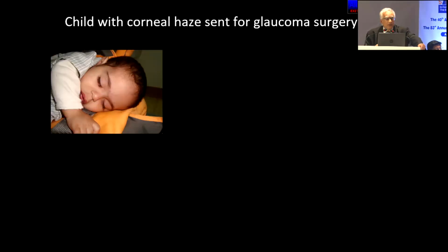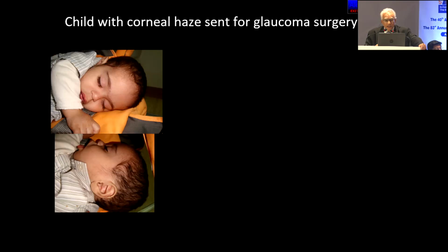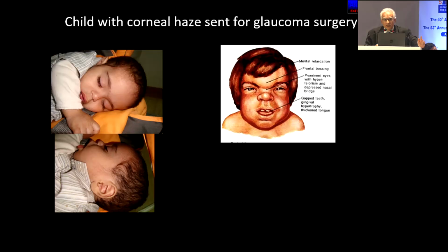The next scenario is exemplified by this child with corneal haze, who was sent to me for glaucoma surgery. Now, I don't have pictures of the corneas to show you, but I have pictures of the face. And because time is limited, I'm just going to tell you, these facial features are very coarse. And this patient has an undiagnosed mucopolysaccharidosis. Patients with some forms of mucopolysaccharidosis come in with corneal haze. And again, we pediatric ophthalmologists are more tuned to this and able to pick it up earlier than anybody else.